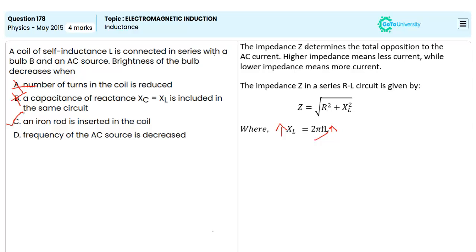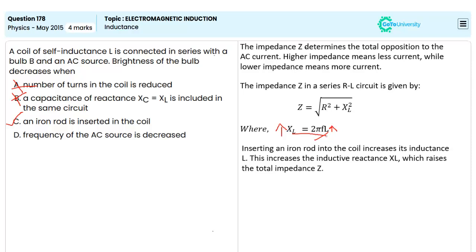Let us check option D, which is decreasing the frequency. Decreasing the frequency reduces XL, since XL is equal to 2πfL, which would increase the current and make the bulb brighter.